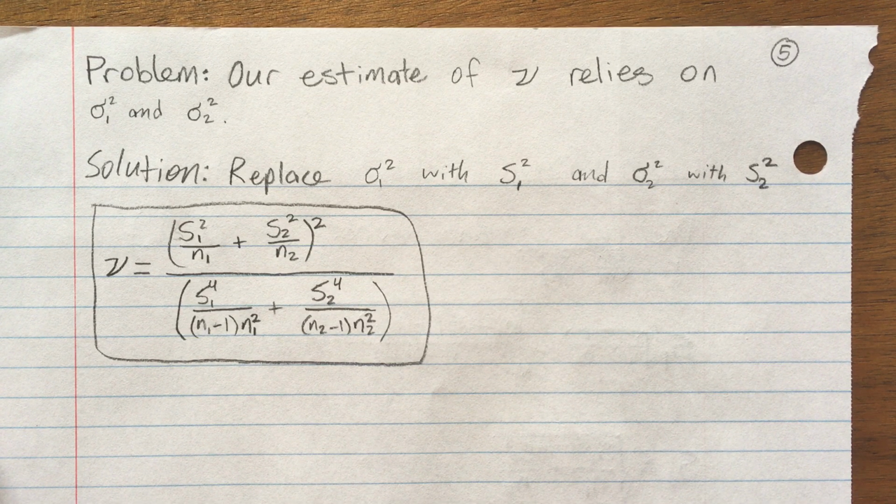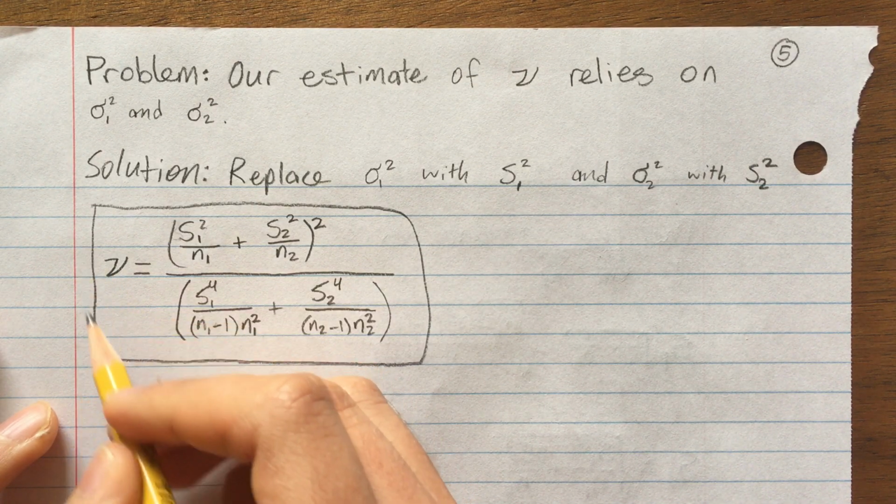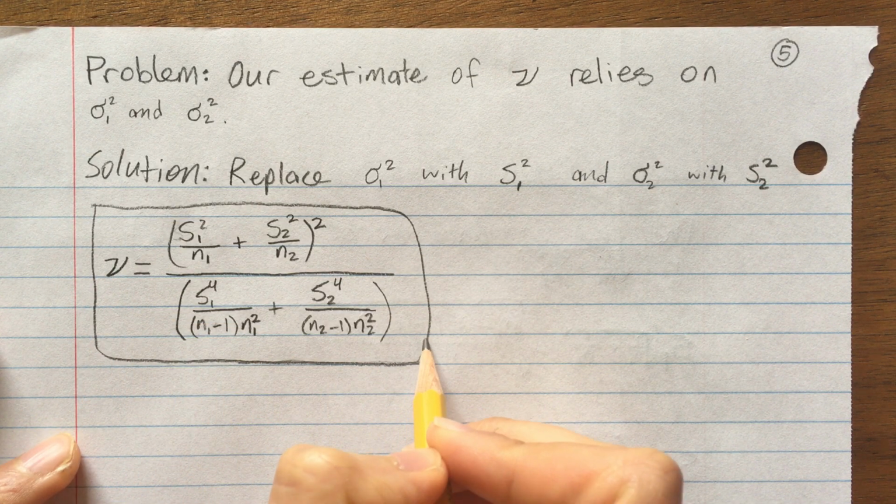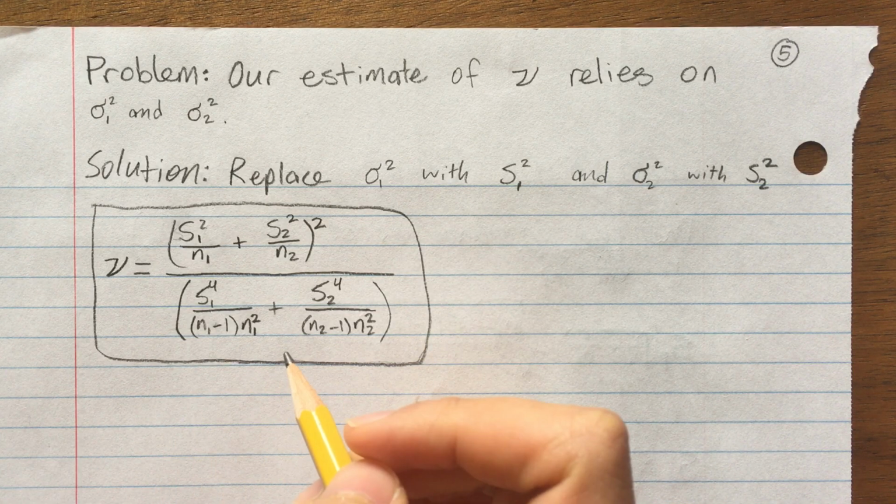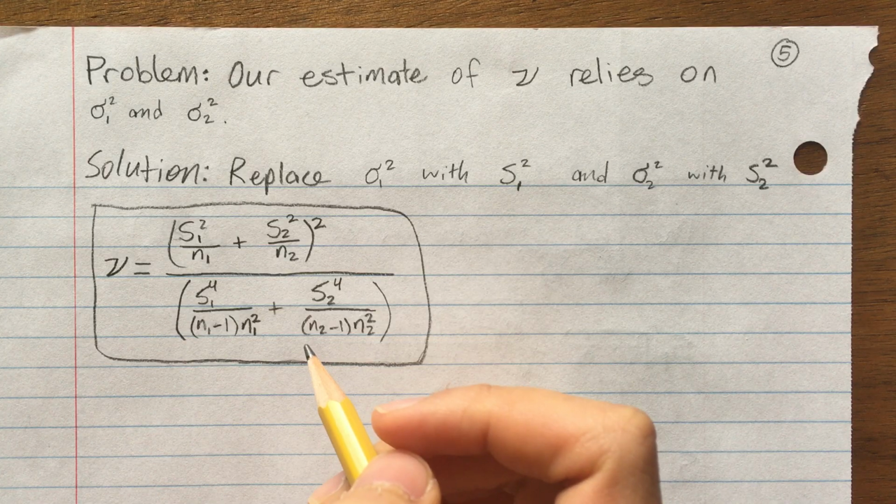Okay, so the only issue with what we just did was that our estimate of V, the degrees of freedom, relies on sigma 1 squared and sigma 2 squared. And those were the quantities which we didn't know in the first place, which is why we had to do this whole thing. So what we're going to have to do is replace sigma 1 squared with s1 squared, the sample variance, and likewise with population 2. And so we'll get this new estimate of V. Okay, and this is the estimate of V that we're actually going to use when we are doing our t-test, like if we're finding a t-value.